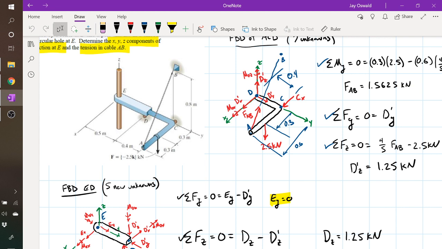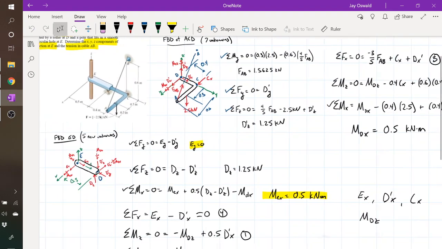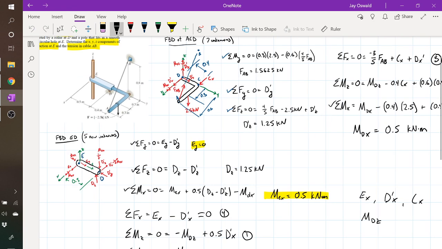But where it would show up is the force between member ACD and member ED in the z component might be different from each other. Did we even solve for that yet? I don't know. Z, we did solve for it. So d prime z is 1.25. Is that what you had? You found the same one. Yeah. Well, the sum of forces in z wouldn't have made any difference on body ACD, right? And then when you go here, what do we have?